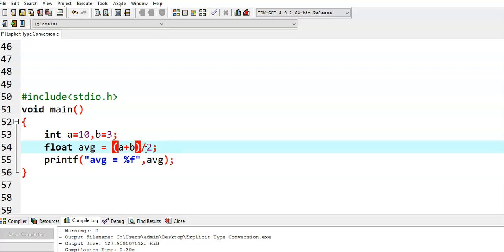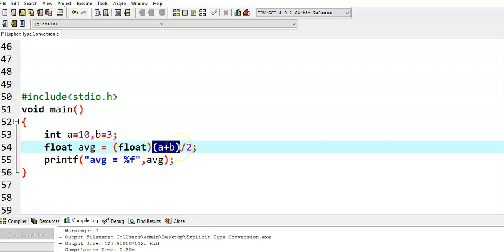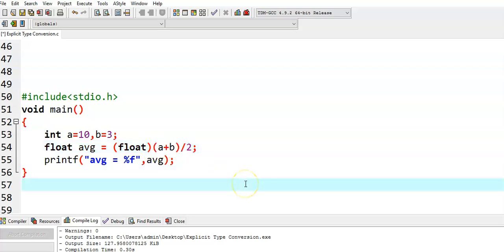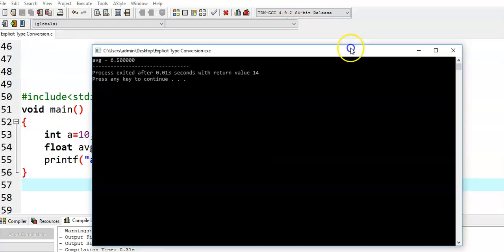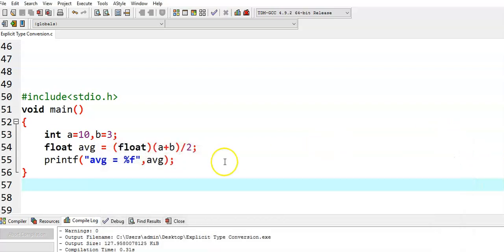Suppose we see different cases here. I am writing float in front of A plus B. Now what we are doing here is converting A plus B. If you write a statement like this, what would be the output? Float of A plus B means the value of A plus B, that is 10 plus 3, 13. The 13 value is converted into a floating point value, 13.0 divided by 2. Here also we got the same output. In this fashion, we can also use the typecasting operator to convert one type of value into another type.